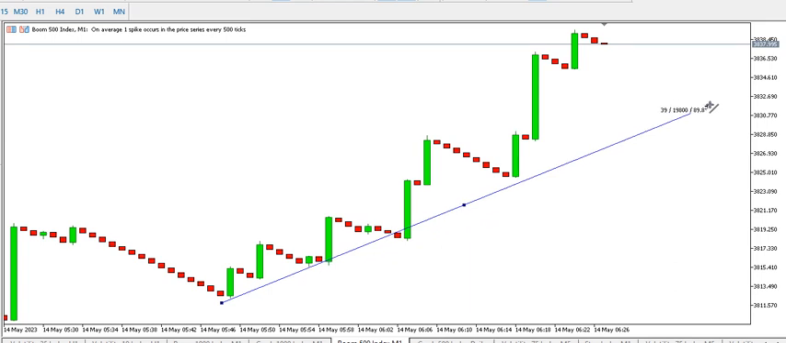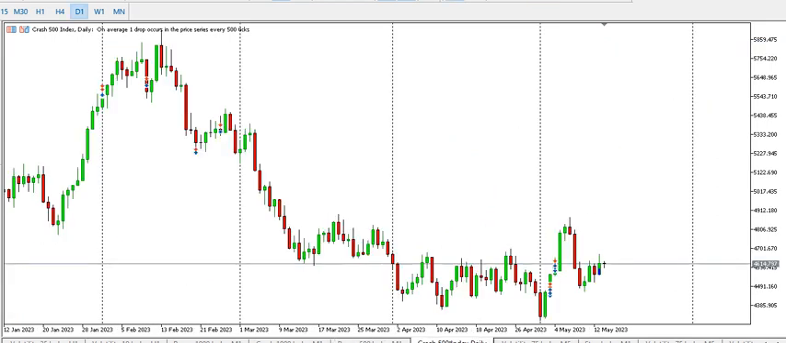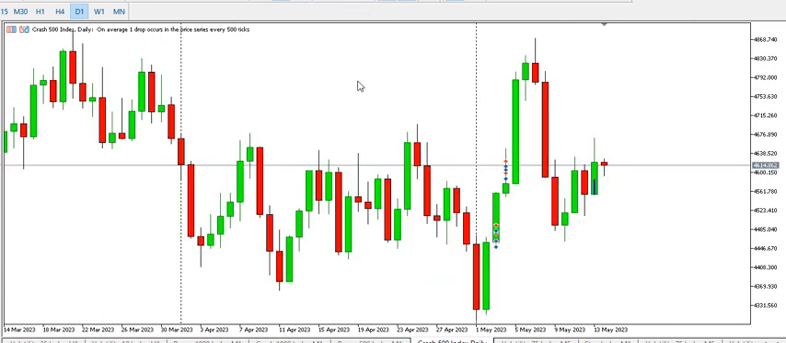So Boom 500 is buying for now. You want to buy. Then looking at Crash 500 index on the daily time frame, Crash 500 is still ranging. The range continues on the daily time frame.